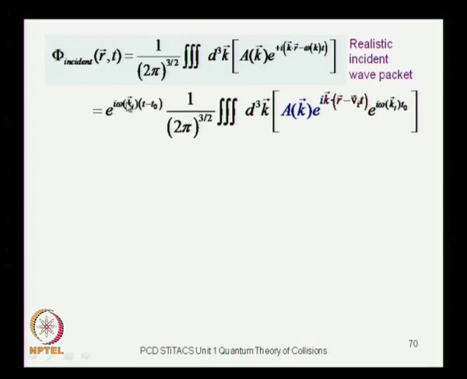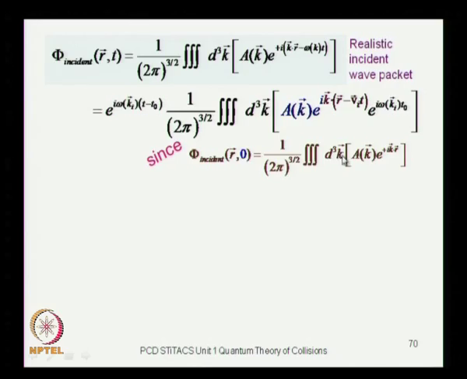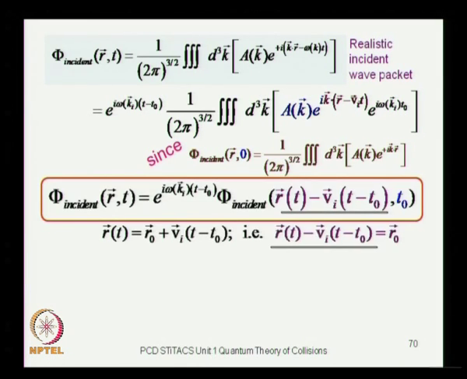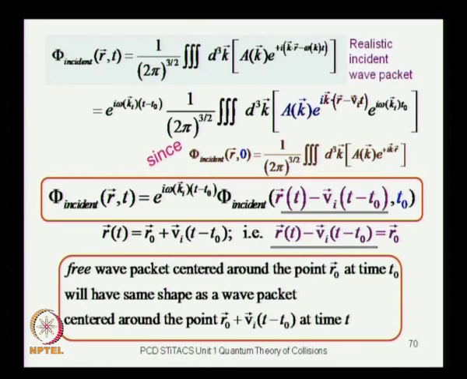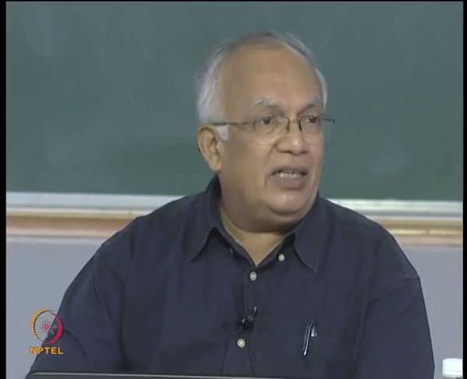We factored out this term and we look at the value at t equal to 0, recognize the identity in the two forms, and our essential conclusion from this is that you have got a free wave packet which is centered around r0 at time t0. It will have exactly the same shape as a wave packet which was centered around a different point in space, and where it is located depends on how much time has elapsed from the reference time t0. So, it will be the group velocity times (t minus t0). So, it will be displaced by that, and at a later time t it will be exactly identical. So, there is a shape function that you can expect to factor out from this analysis.